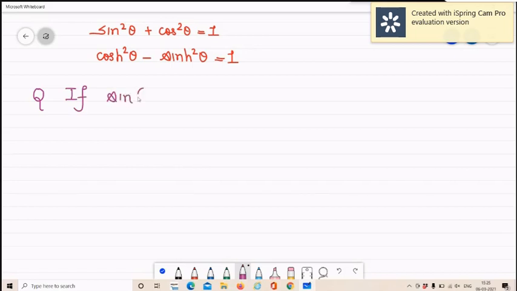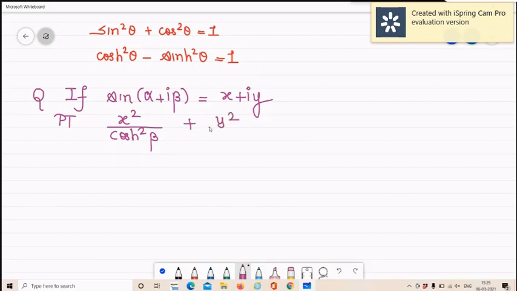It is simple because you have already solved it. This kind of sum, not the same, but yes, this kind of sum you have already solved. So what we are saying is, if sin(alpha + i beta) is x + iy, then you need to prove that x square upon plus y square upon is equal to 1.